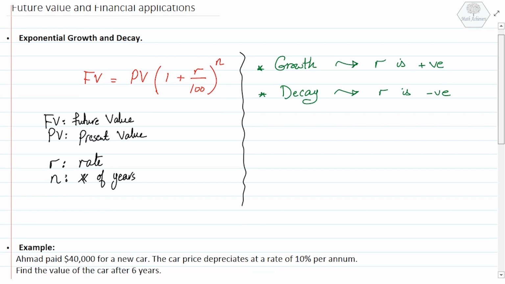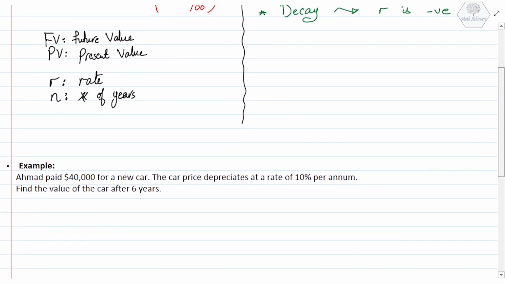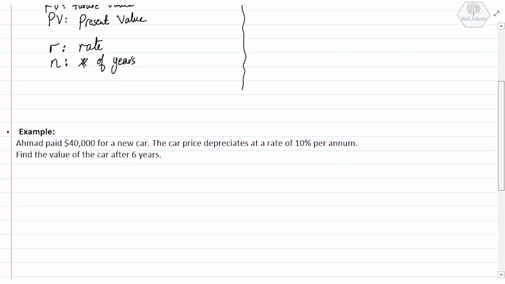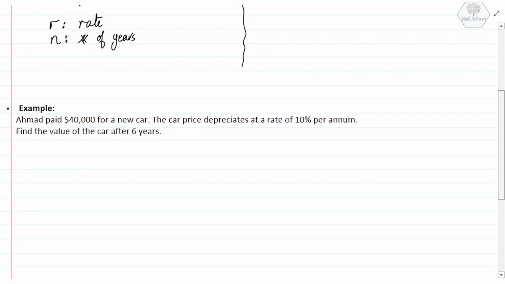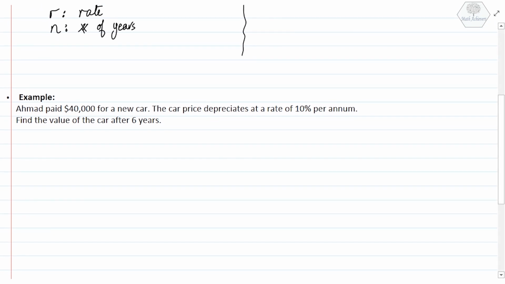Let's see an example now. Ahmed paid $40,000 for a new car. The car price depreciates at a rate of 10% per annum. Depreciates means it decreases. Find the value of the car after 10 years.